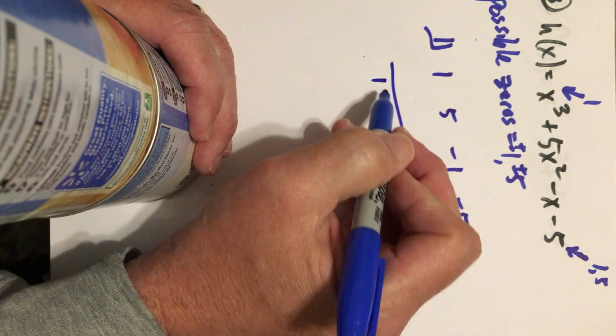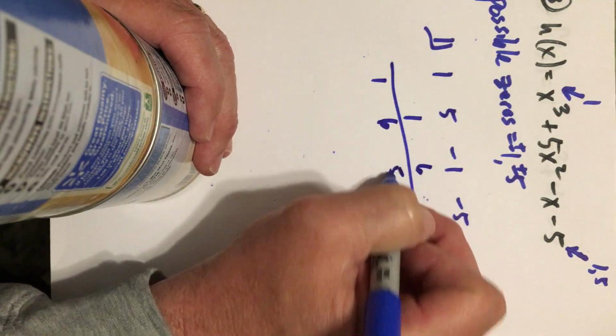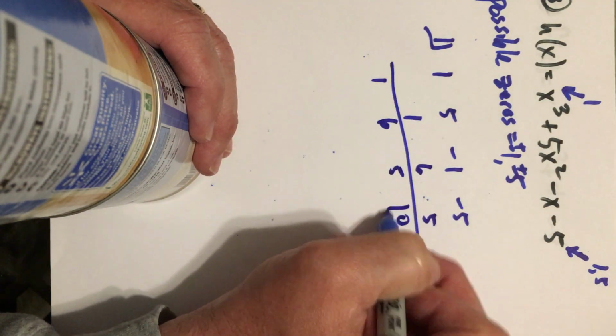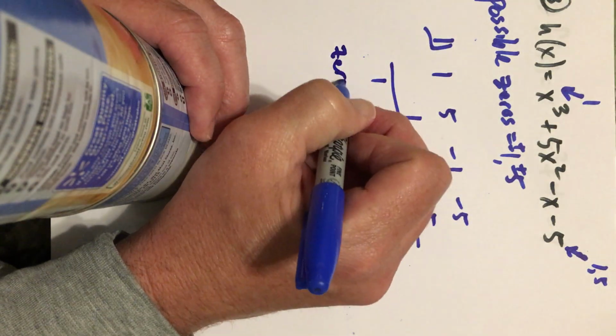Skip a line, draw a line, drop the 1. 1 times 1 is 1. It gives you 6. 6 times 1 is 6. Gives you 5. 5 times 1 is 5. Gives you the 0. That means 1 is one of the zeros.